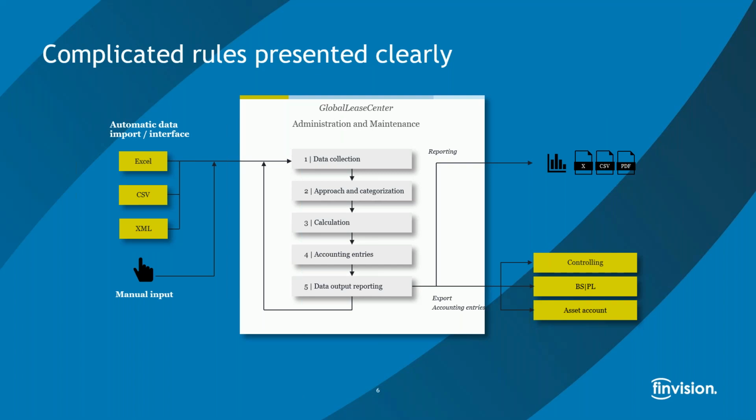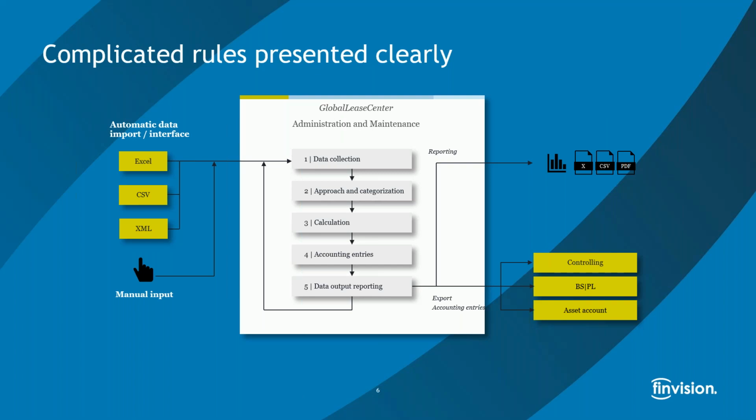Often for complex contracts with multiple features, it's better to do the manual input rather than thinking how to fill in the Excel and then import the Excel. And here you see the steps of how the Amana Global Lease Center tool will support you. You start with the data collection. There will be categorizations done, meaning, for example, if you have the short-term lease exemption or the low value exemption applied, it will categorize them as: this is a short-term lease, this is not a short-term lease.